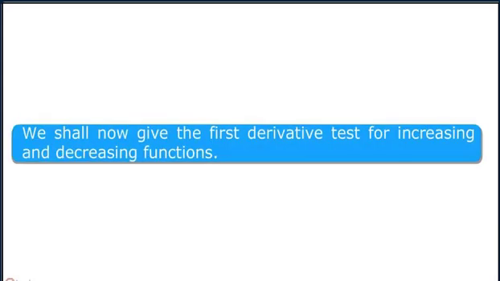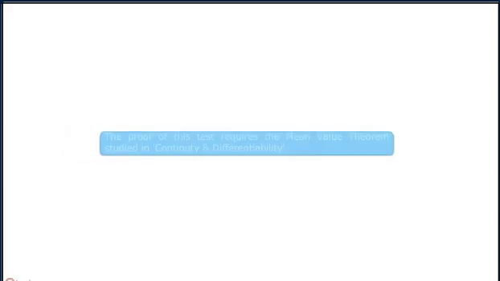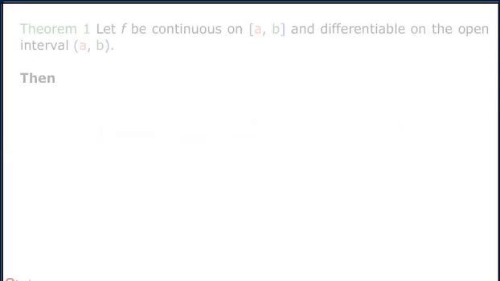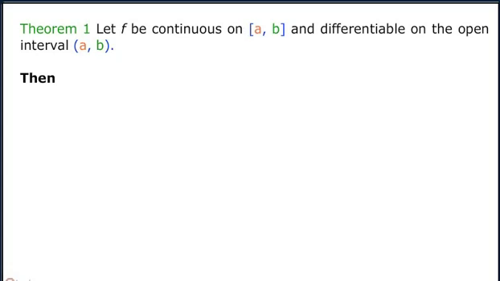We shall now give the first derivative test for increasing and decreasing functions. The proof of this test requires the mean value theorem studied in the continuity and differentiability chapter. Theorem 1. Let f be continuous on the closed interval a, b and differentiable on the open interval a, b.